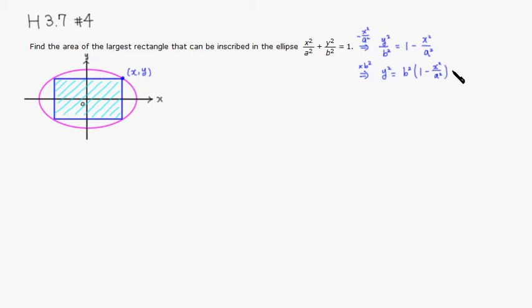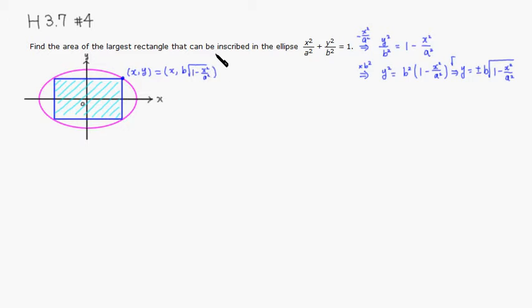Then we can just take the square root of both sides. So y is equal to plus or minus the square root of b squared, which is b, times the square root of 1 minus x squared over a squared. Which means that at this point, instead of using two variables, we can use only one variable. So y, on the top half, is b times the square root of 1 minus x squared over a squared.